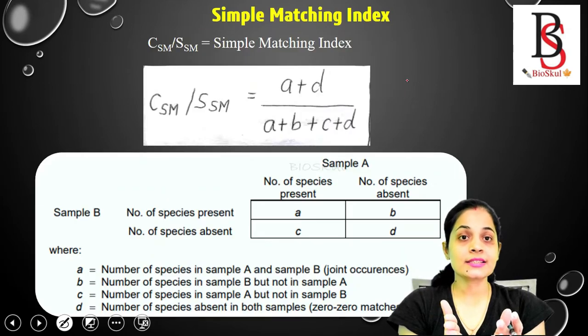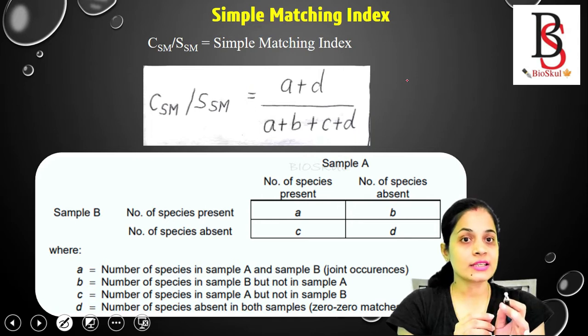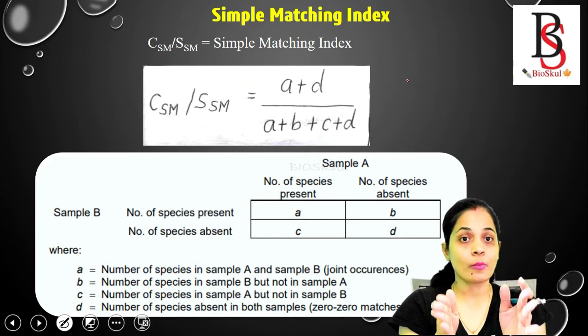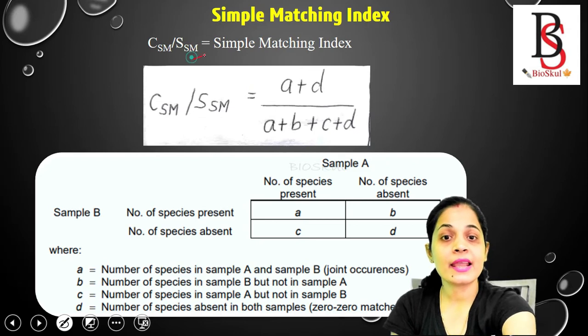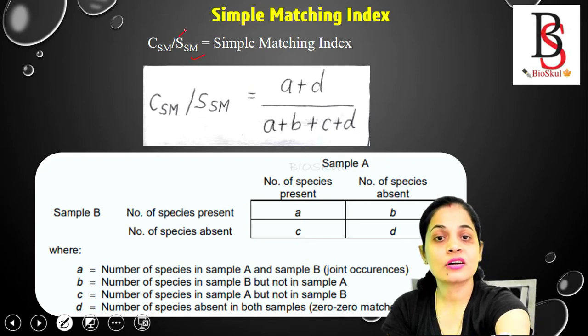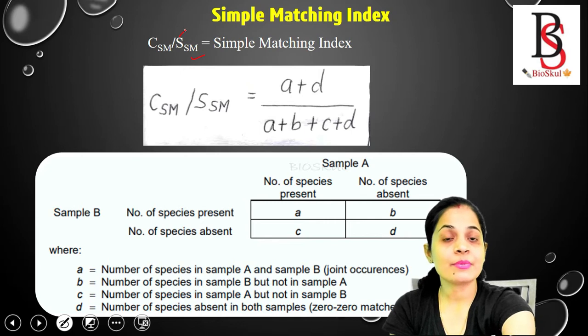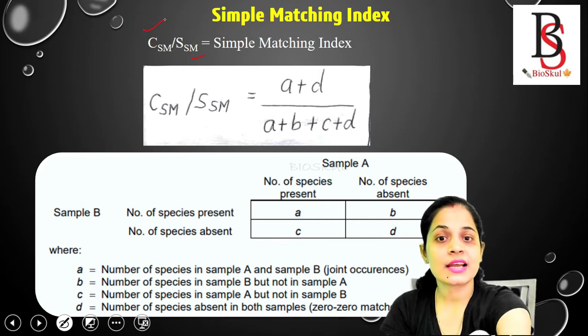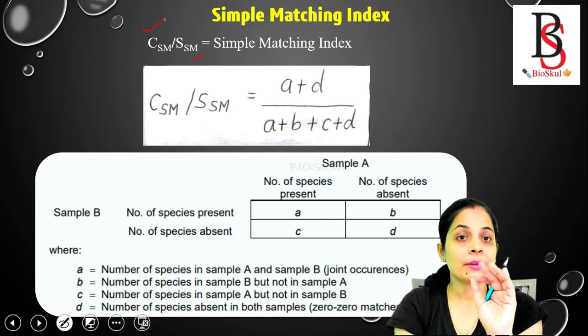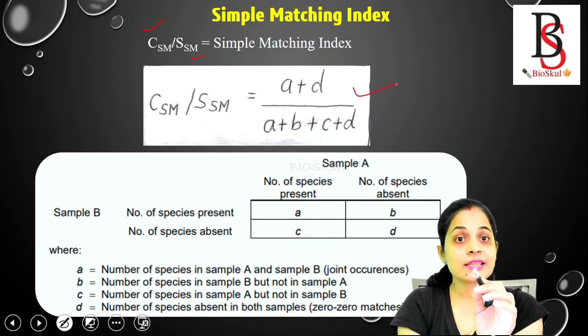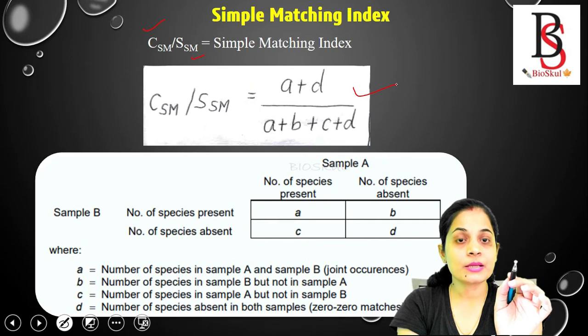The simple matching index is a type of similarity coefficient index, and it is used to measure the similarity between communities. It is represented by SSM, where S is for similarity index and SM is for simple matching. We can also write it as CSM, where C is for community and SM for simple matching. The formula is A plus D upon A plus B plus C plus D. It's really very easy to remember, right?